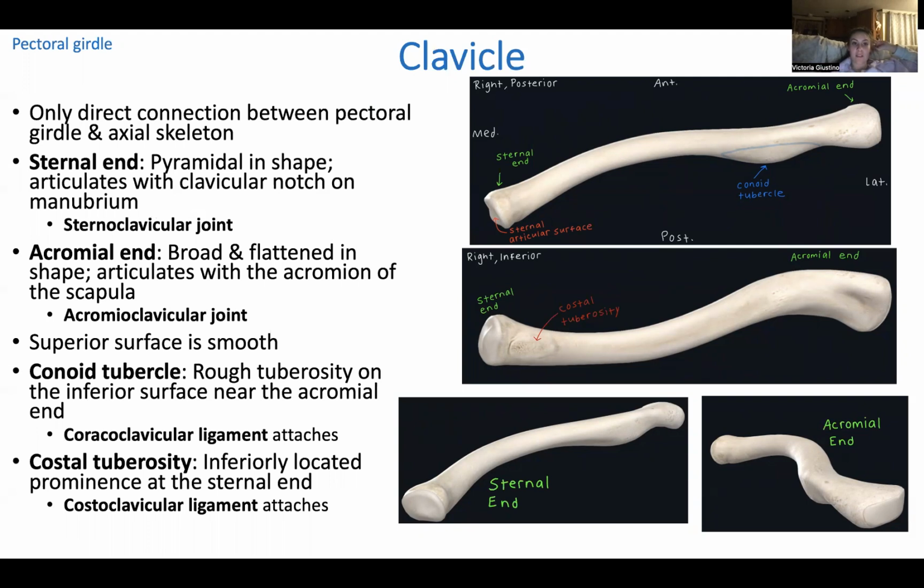So the sternal end is more pyramidal in shape, which you can see here. And the acromial end is broader, it's more flattened in shape. So that's how you can tell the difference. And the way that I always know if I'm looking at the anterior or posterior clavicle is I like to think that this kind of depression here, it's always going to be pointing away from me if it's pointing anteriorly. That's pretty much all you need to know about the clavicle.